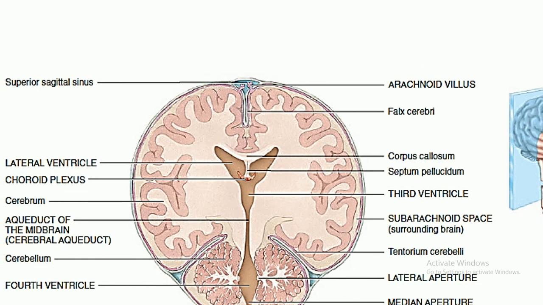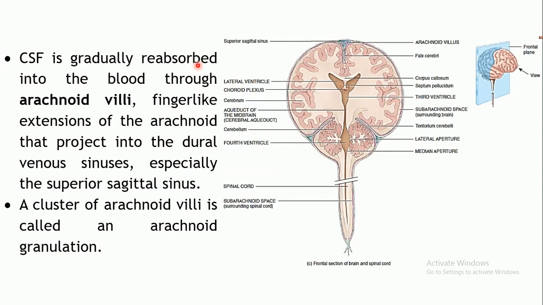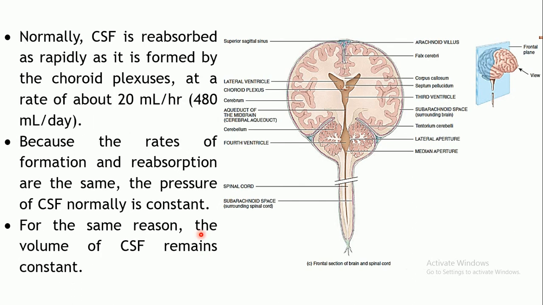So ultimately whatever CSF is flowing through, it will be reabsorbed by these arachnoid villi, which are finger-like extensions of the arachnoid, which project into the dural venous sinuses. So a cluster of arachnoid villi, these are known as arachnoid granulation. So whatever CSF is being formed, it is also getting reabsorbed. So it is returned back to the blood.